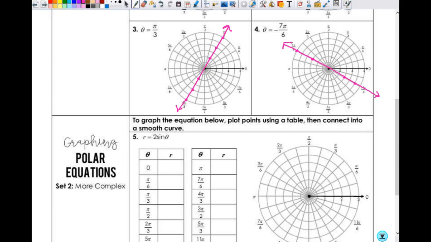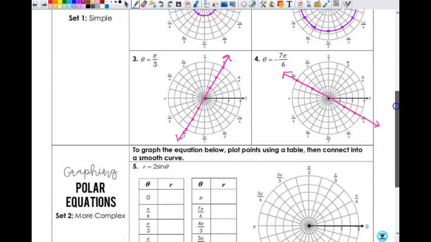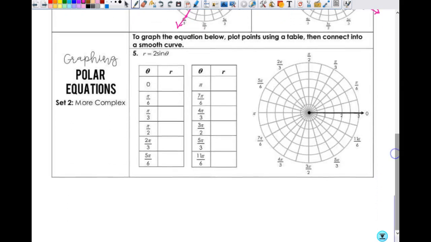And if it's radius equals something, you literally get a circle that is centered at the origin with this radius. This is your radius of the circle. That's all it is. Okay, everybody okay with that? All right, good deal. So let's look at the little bit more complex ones.